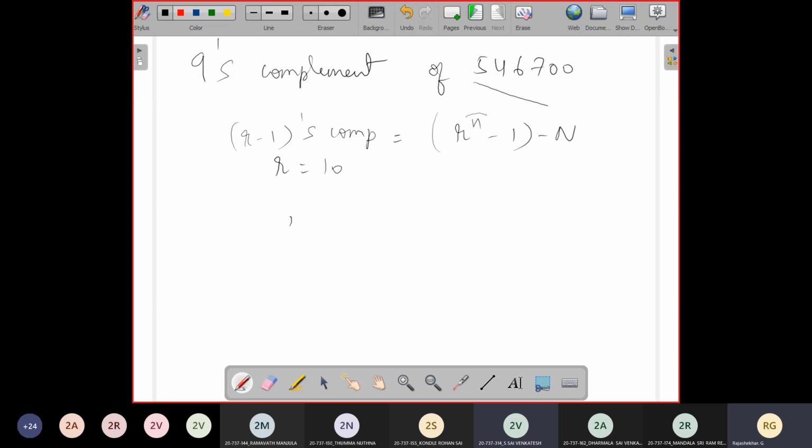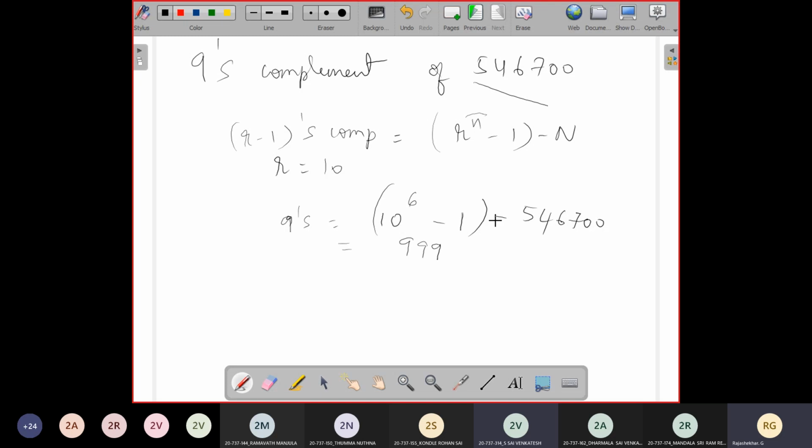So the 9's complement of this number can be represented as 10 power 6 minus 1, minus the given number, 546700. You are going by definition. 10 power 6 will have 1 followed by 6 zeros. From that you are subtracting 1. So what will be the value of this term in the parentheses? How many 9s will be there?